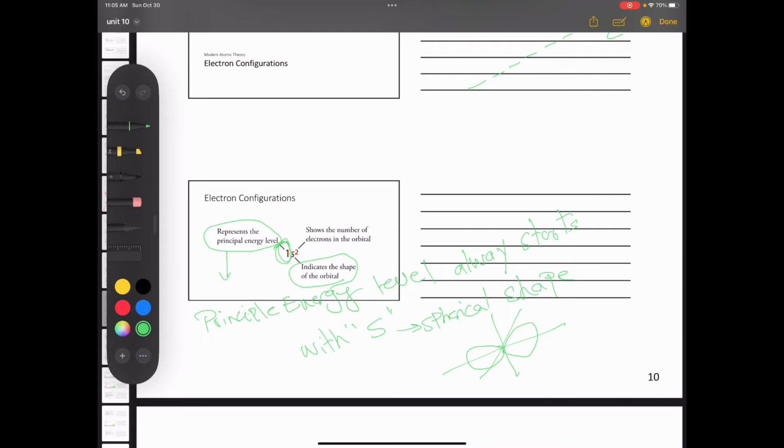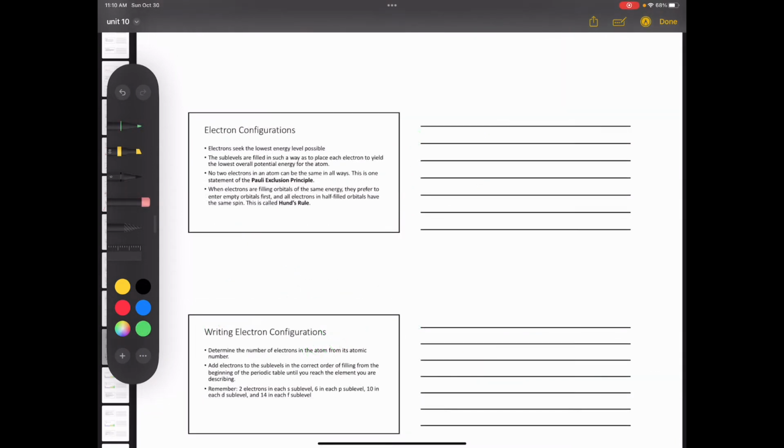Okay, the small number on this side of the letter indicates the number of electrons in the orbital. Now remember, s can only accept 2 electrons. P can only accept 6 electrons. This is the maximum capacity for each of those sublevels. The D can handle 10 electrons. The F can go up to 14 electrons.